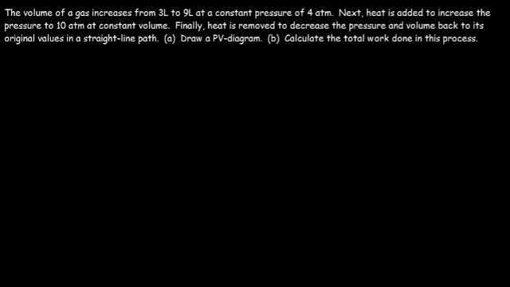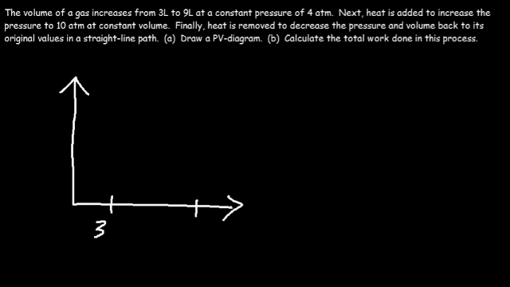Go ahead, take a minute, pause the video, try this problem, and then unpause it when you want to see the solution. So let's begin by drawing a PV diagram. Now, the volume of a gas increases from 3 liters to 9 liters, and it occurs at a constant pressure of 4 atm, which is lower than 10. So we're traveling in this direction.